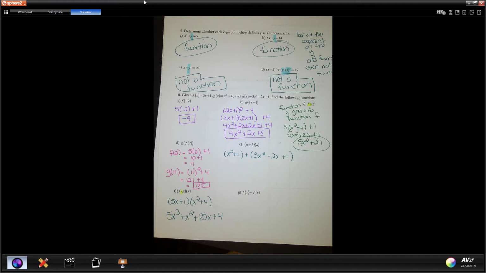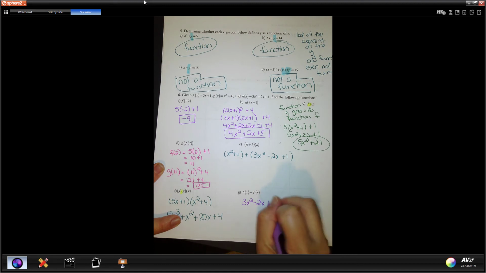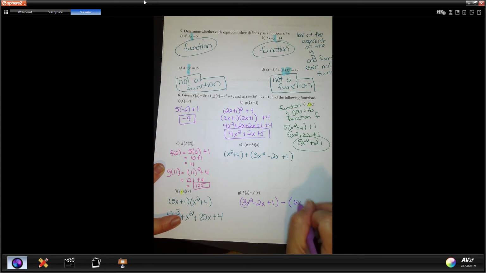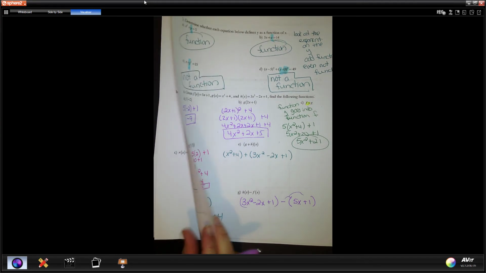And then our last one is also just saying take function h. So that is 3x squared minus 2x plus 1. From that, we're going to subtract function f, which is 5x plus 1. And then with that, don't forget to distribute your negative, and you can go ahead and combine like terms from there. We are on the downhill slide, ladies and gentlemen, almost done.